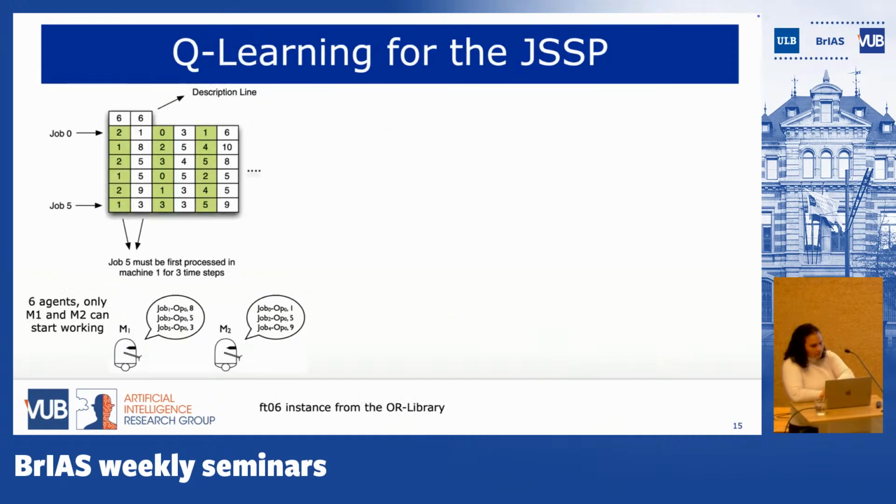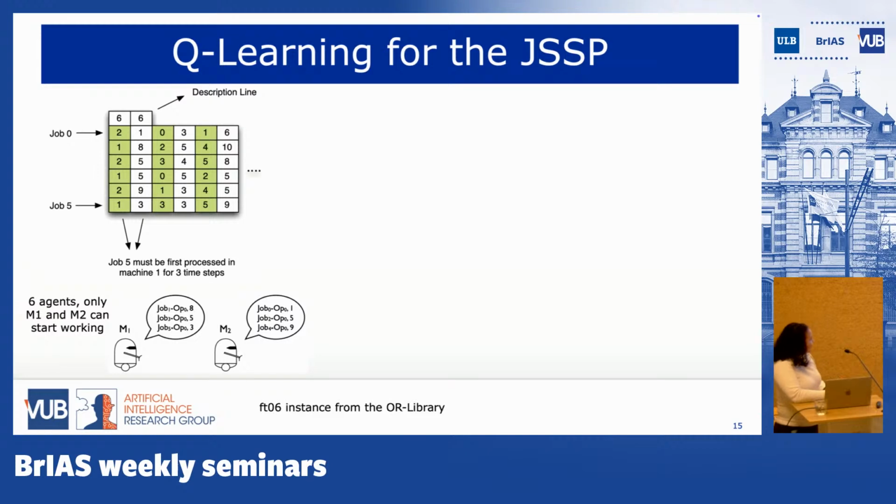Just to give you an example, this is more or less the idea of how the instances of the operations research library are composed. You basically receive a table like this. The first line is the description line stating the number of jobs and the number of resources, and then you have one line per job indicating the operation, where it needs to be executed, and how long it will take. So the last line can be translated as: job 5 must be processed first in machine 1 for 3 time steps, then it has to go to machine 3 for 3 time steps, then to machine 5 for 9 time steps, and so on.